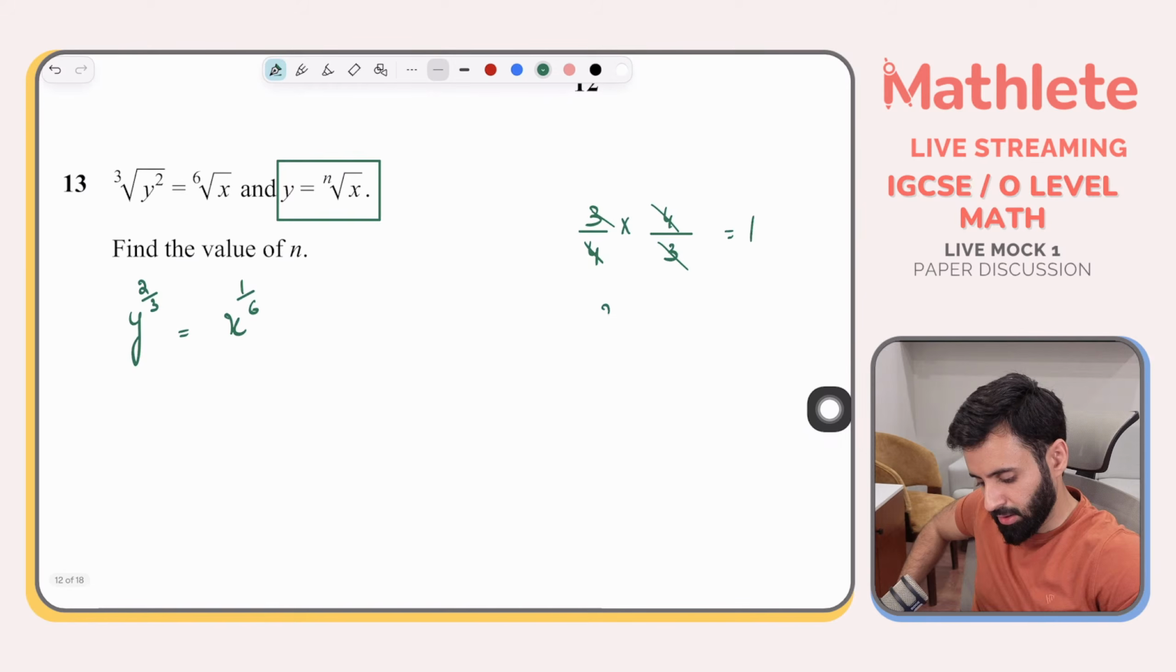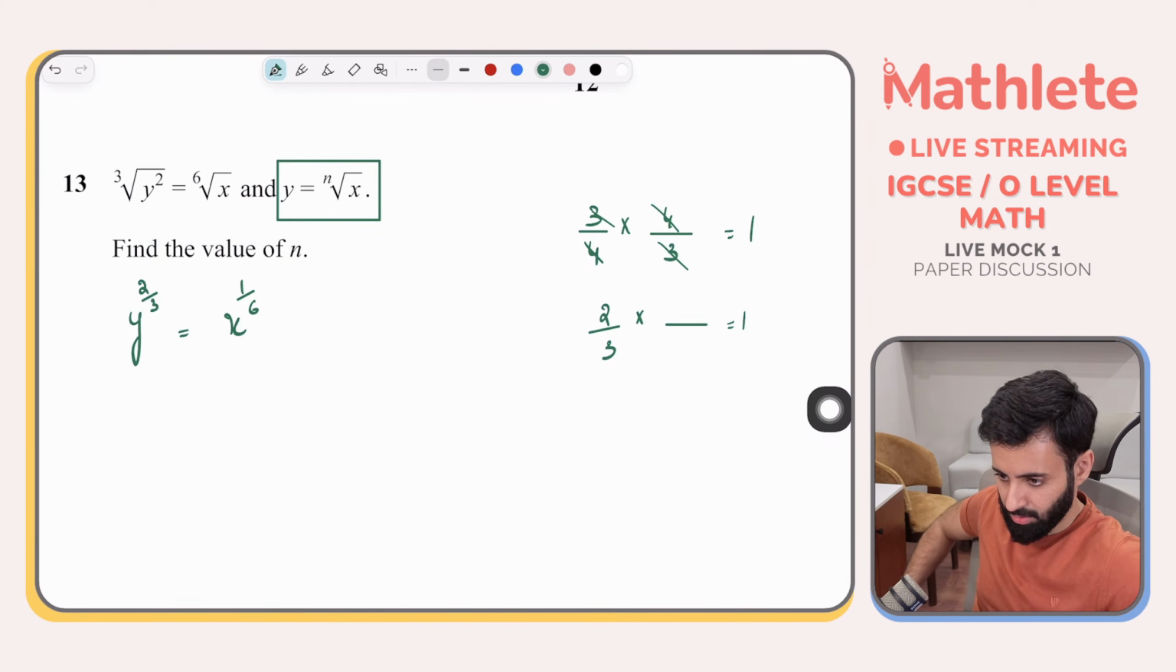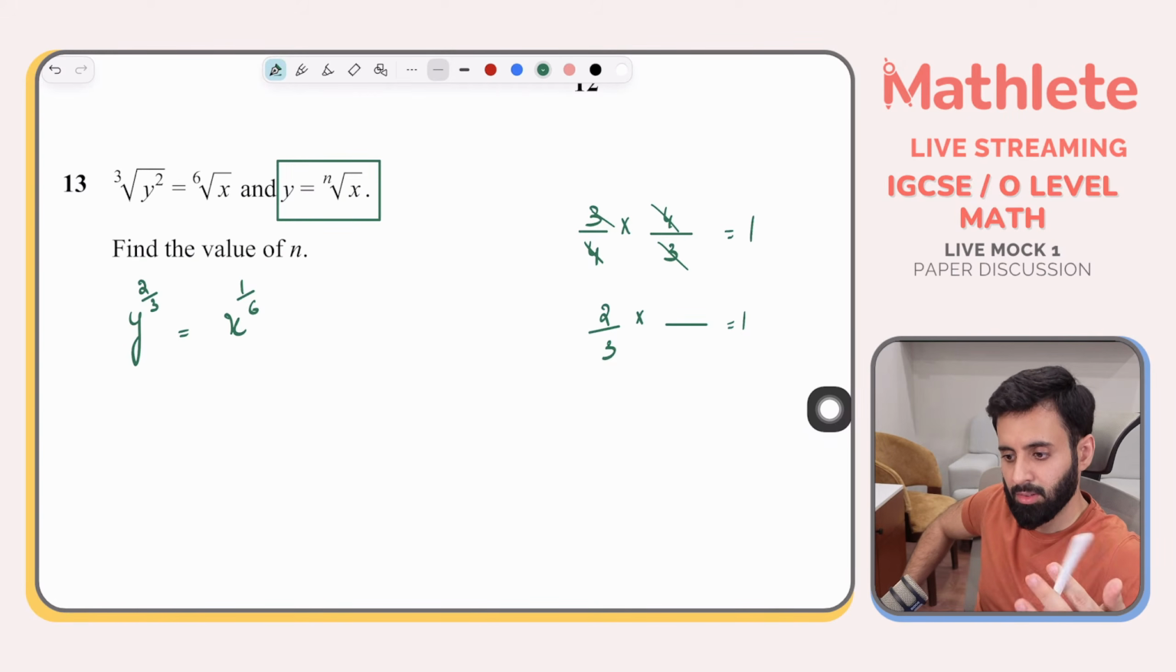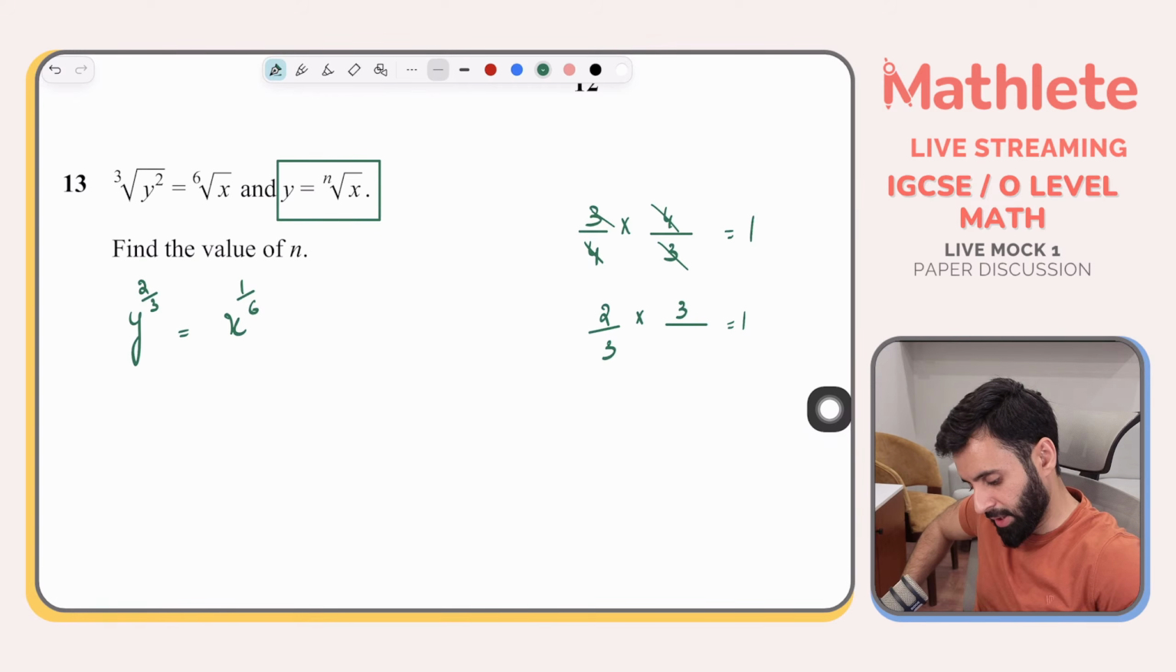Now tell me, if you have 2 upon 3, what do you need to multiply 2 upon 3 with so that the answer is equal to 1? 3 upon 2, that's correct. Why? Because when you multiply it with 3, this cancels. When you multiply it by 2, this cancels.